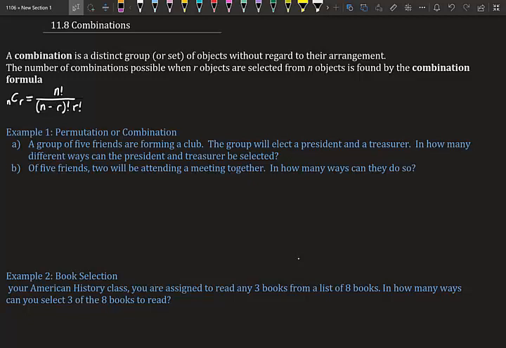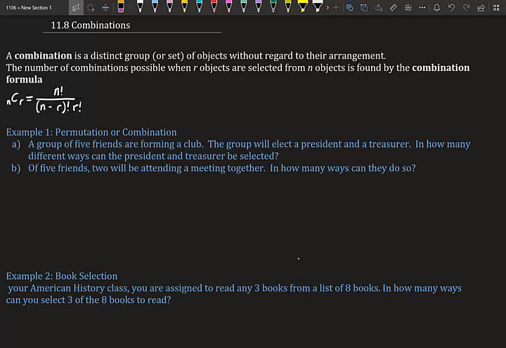11.8 Combinations. A combination is a distinct group or set of objects without regard to their arrangement. The number of combinations possible when R objects are selected from N objects is found by the combination formula. So this is our combination formula.